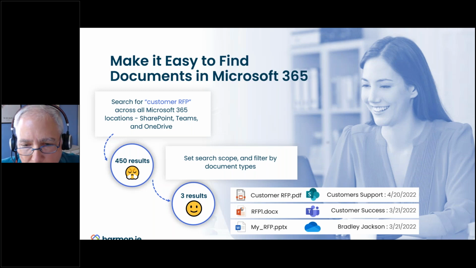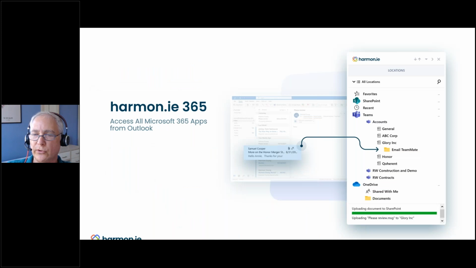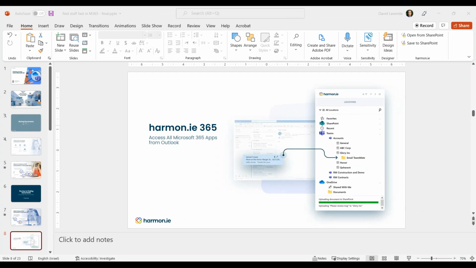Now, if this sounds like magic, it's not, and I'm going to switch over now and show you how this is actually done. Before I do that, just to give you some context for what you're going to see here, Harmony 365 is an Outlook sidebar plugin. So you'll see it on the Outlook window, and on the right side of the screen, you'll see all the Microsoft 365 content repositories. I'll show you that in real life instead of just watching this in a slide. So let's switch over to Outlook.